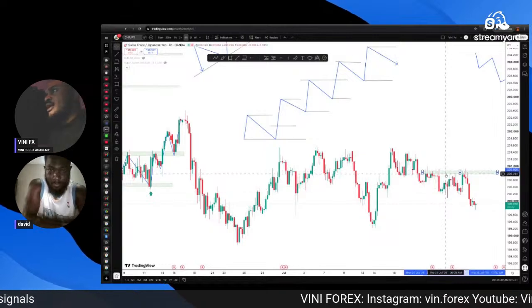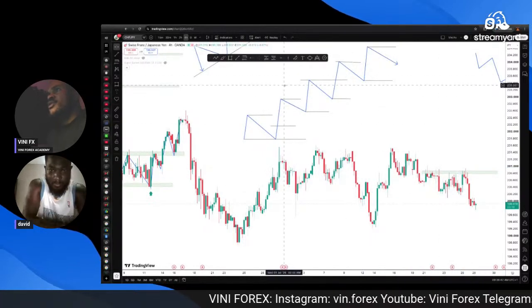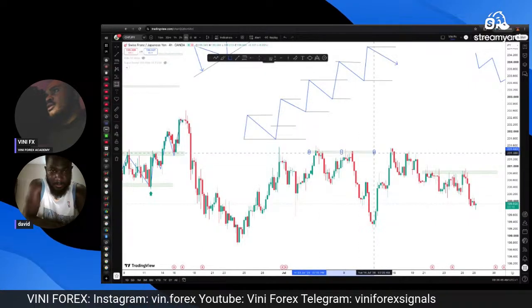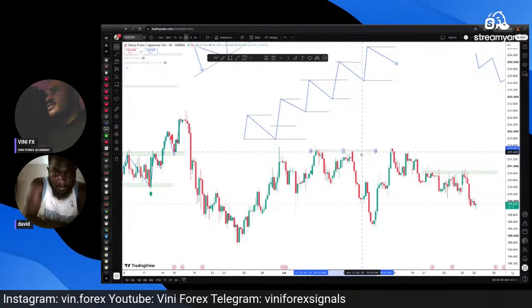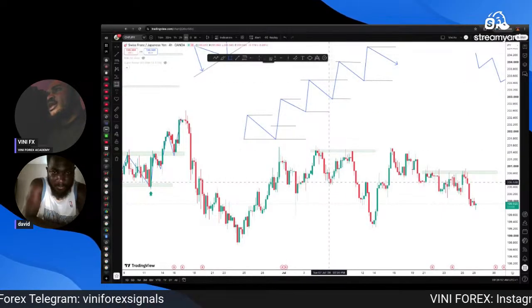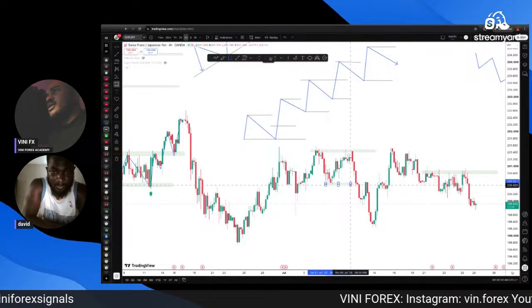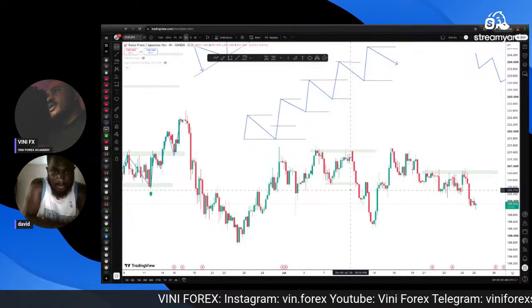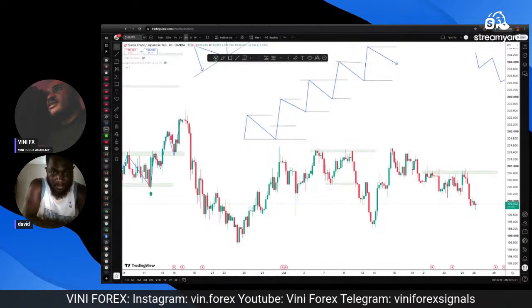But the one I'm seeing is here. I'm seeing a double top here. Look at it here. You can see it. And the neckline is here, my brother. This is the neckline of this double top. Okay, so let's mark out how the market moved.